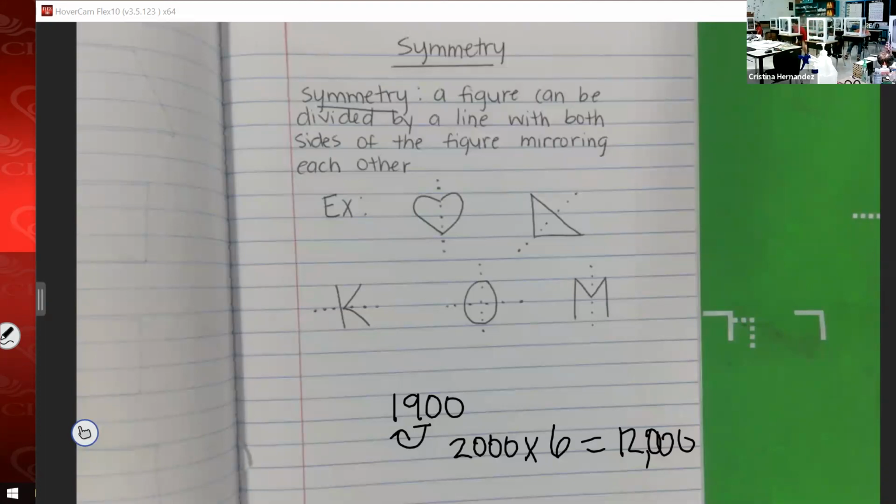Maybe we'll do something like this. Hey, y'all writing this down? Let's go. Let's go. Are there math journals? Yes, math journal. Symmetry. Sorry.